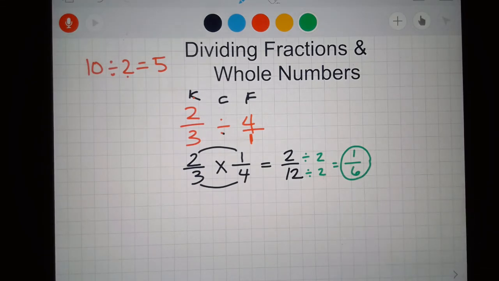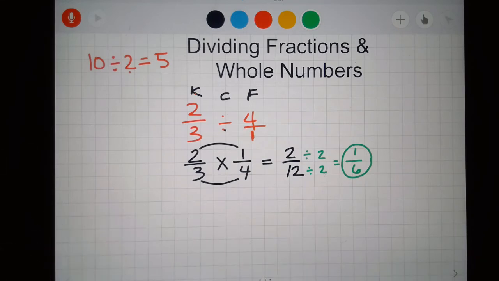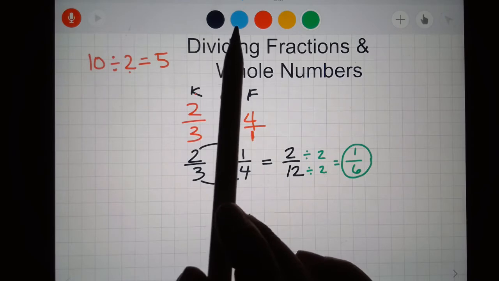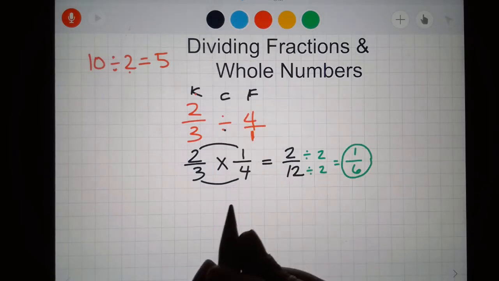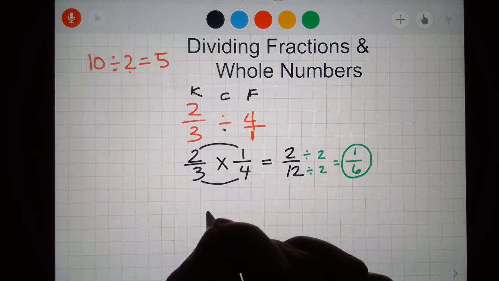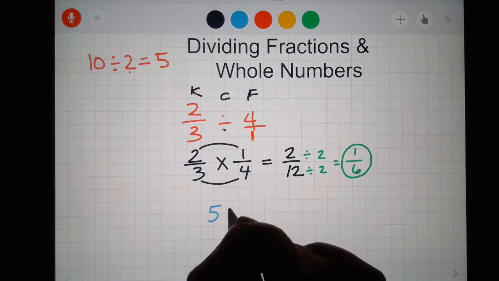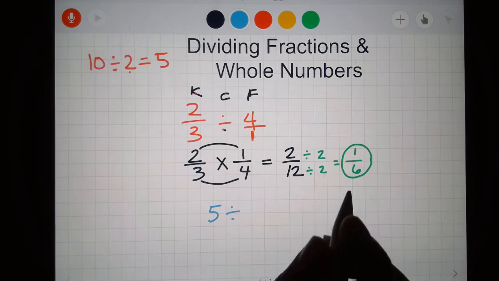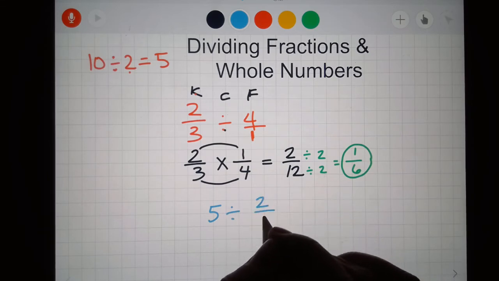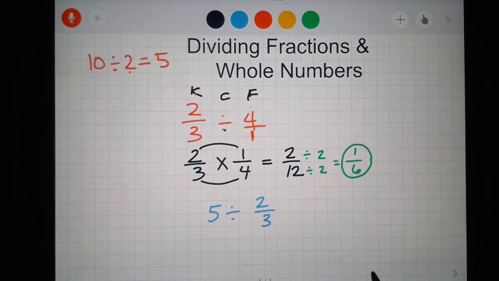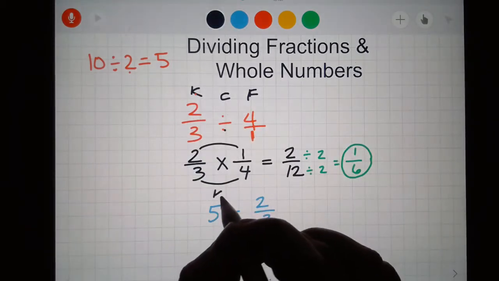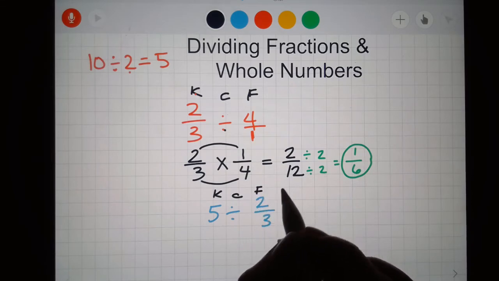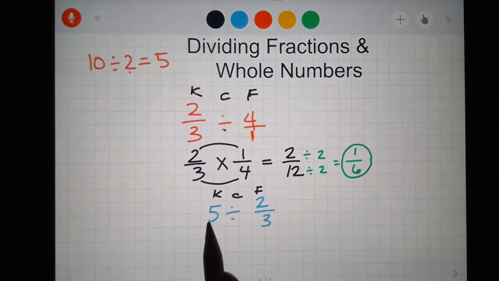Okay? And then we also have some problems where you're not dividing the fraction, you're dividing the whole number. Okay? So if I'm dividing a whole number, let's say we do 5 divided by 2/3. Okay? And so we can still use keep, change, flip to solve this problem. First I need to make that 5 into a fraction by putting it over 1.